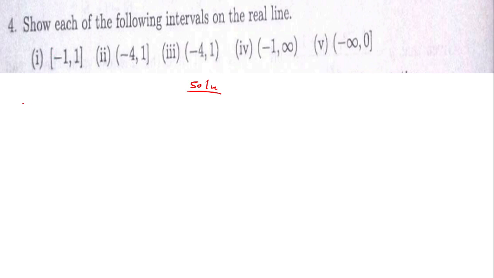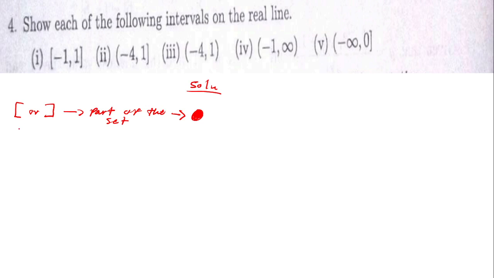The first type of bracket is this one or that one. These brackets normally mean part of the set. And when representing this type of bracket, you normally use the shaded circle. So this is how you show these.